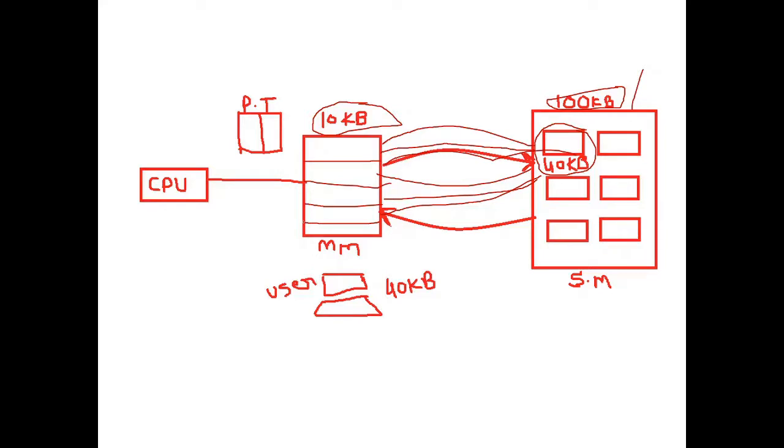So the user will assume that there is 40 KB available in the main memory and the full process has executed, but actually there is only 10 KB available, and within that 10 KB the process has executed. So it just creates the illusion to the user that more main memory is available, but actually it is not available. So this is what virtual memory is.